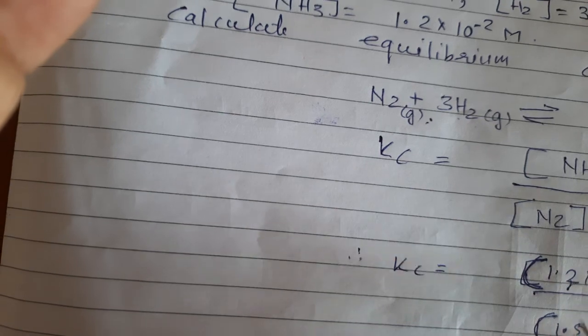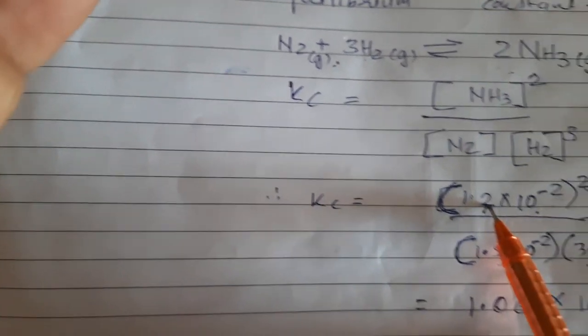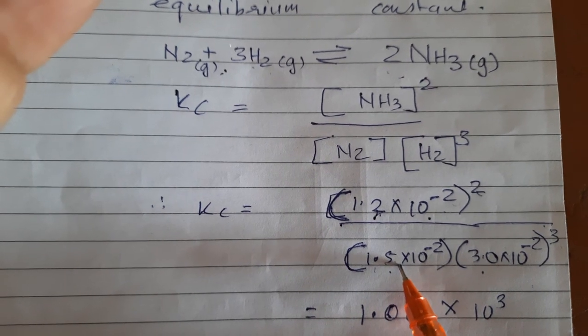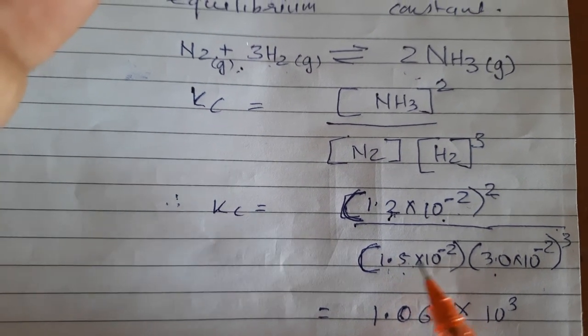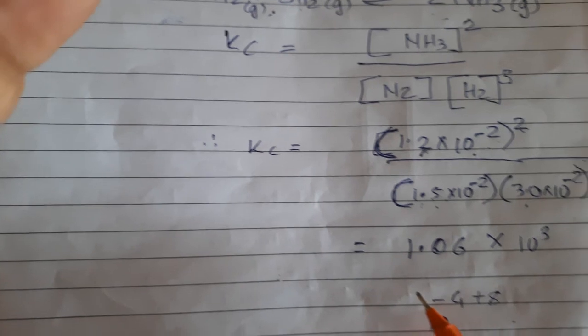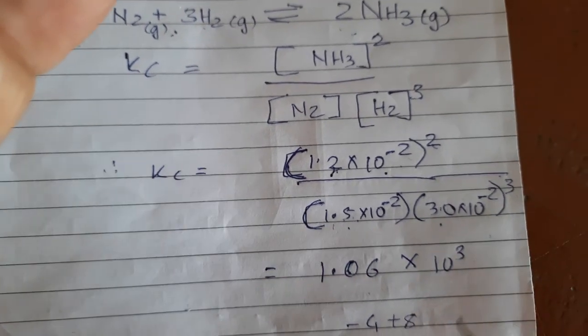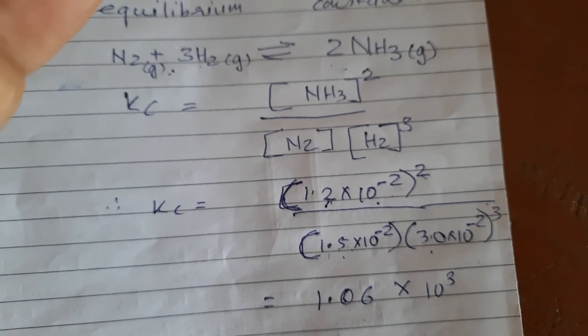In this way, the other things you can divide here. So 1.2 divided by 3 multiplied by 1.5, that is 4.5. When you divide, it will give you the answer 1.06 into 10 raised to power 3. So in this way we can calculate Kc.